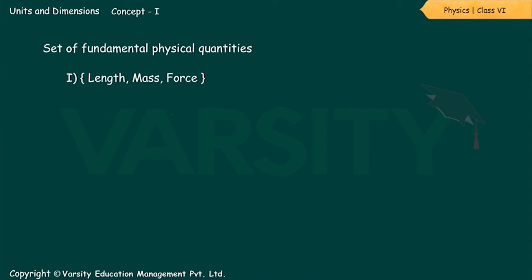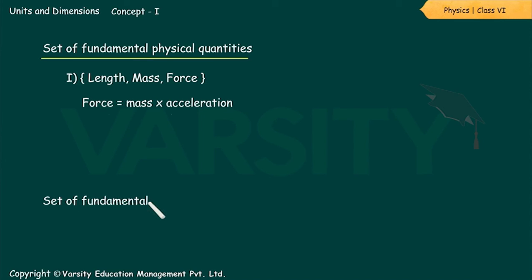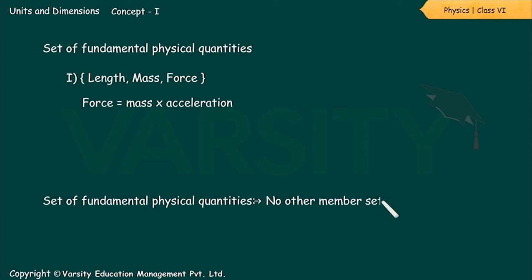Note that even though we are calling this a set of fundamental physical quantities, there is a quantity called force which is derived physical quantity, while length and mass are fundamental physical quantities. Force is equal to mass into acceleration. A set of fundamental physical quantities should have physical quantities in such a way that no other member of the set can be derived from any other member of the set.